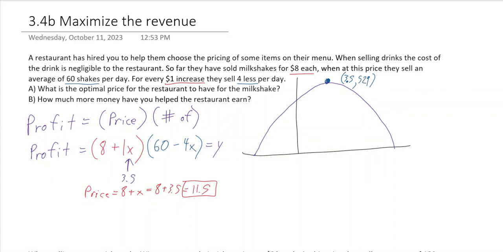Okay, how much more money have you helped the restaurant earn? So compared to the regular price, this would be the regular price that they were selling at before. So at that price, it was $8 times $60, right? So it's where x equals 0. And so that was the 480, I think it was.